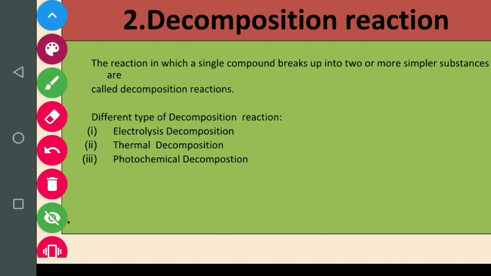Now second is the decomposition reaction. The reaction in which a single compound breaks up into two or more simpler substances is called a decomposition reaction. Here the meaning of decomposition is to break into simpler, smaller parts. Now there are different types of decomposition reaction. First, electrolysis decomposition, second thermal decomposition, then third photochemical decomposition.